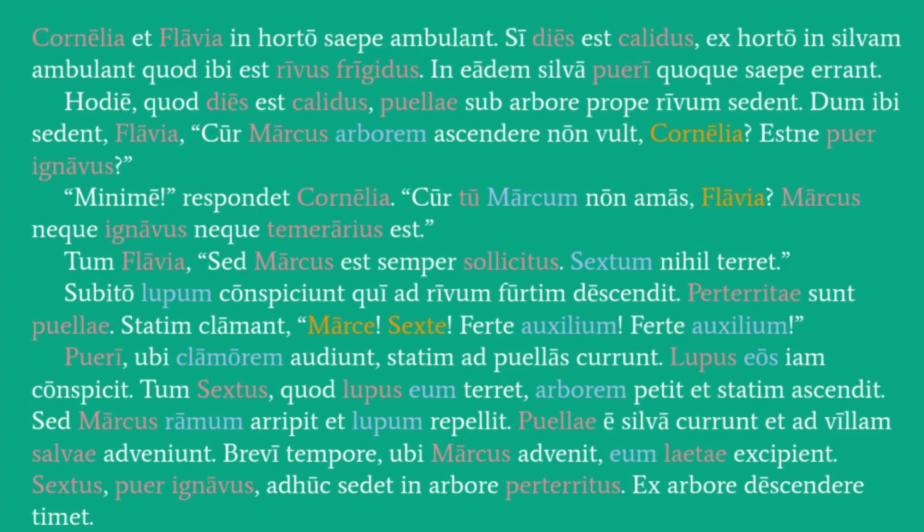Then it continues, pueri ubi clamorem audiunt, statim ad puellas currunt. So the boys, when audiunt, when they hear clamorem, the shouting or the shouts, right? This is the line that I did for you earlier in the video. When they hear the shouts, immediately currunt, they run, ad puellas, they run toward the girls. The lupus, right? The wolf. So you have lupus eos iam conspicit. So the wolf now catches sight of them.